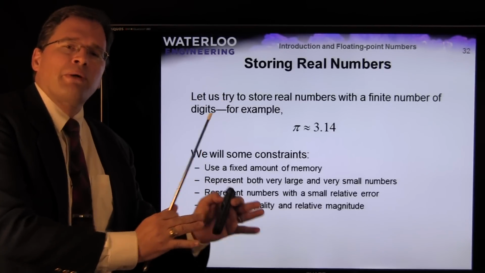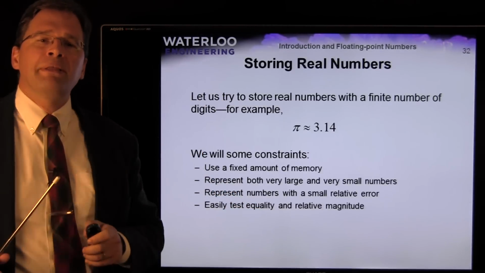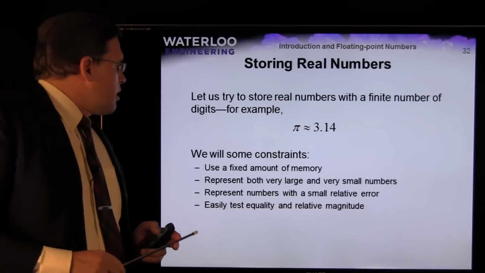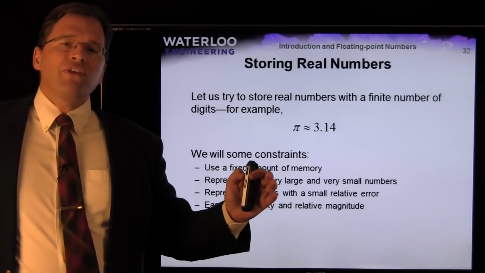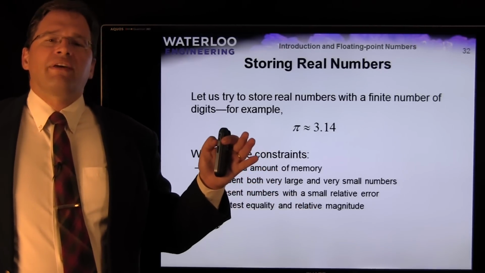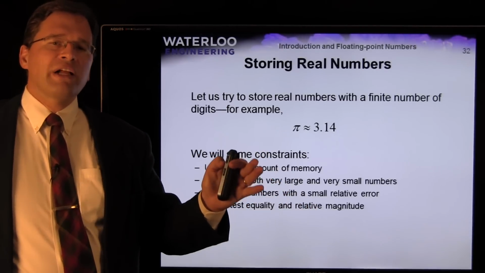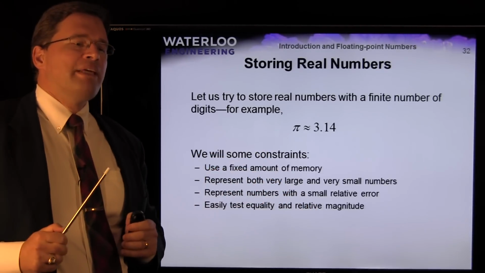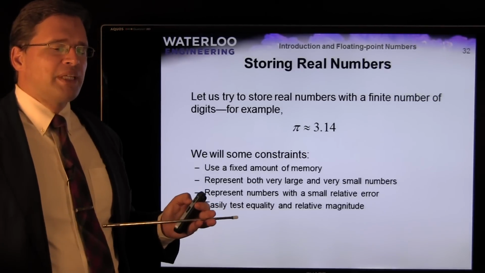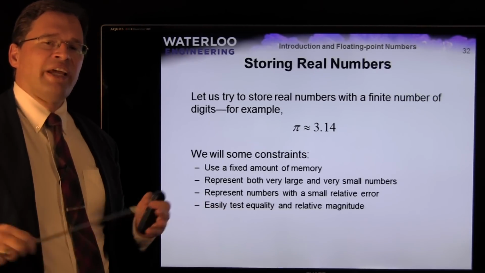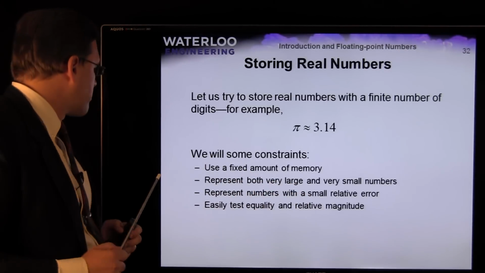0.0001 we should be able to represent, but we should also be able to represent a million. We also want to represent all the numbers on our range with a very small relative error. We should not be representing numbers with significant relative error anywhere on our range.